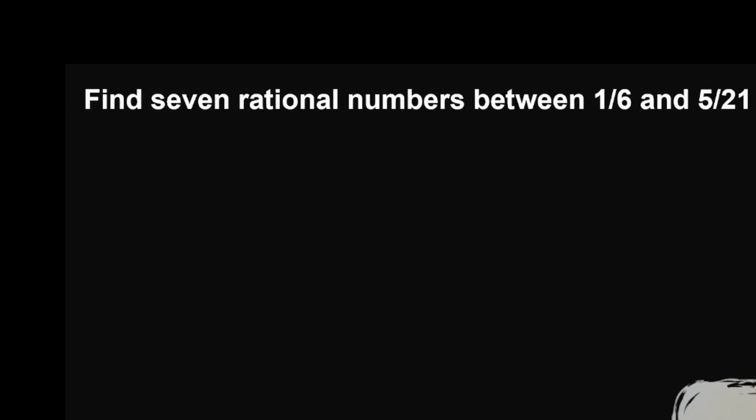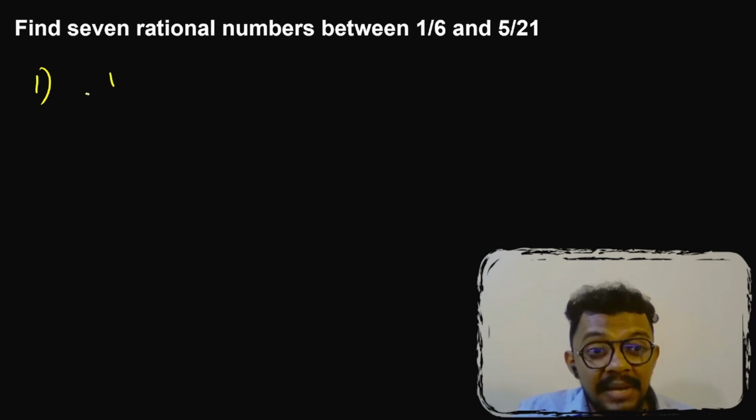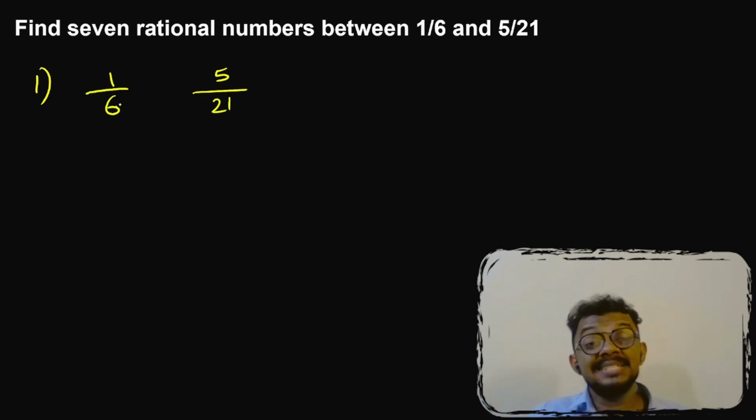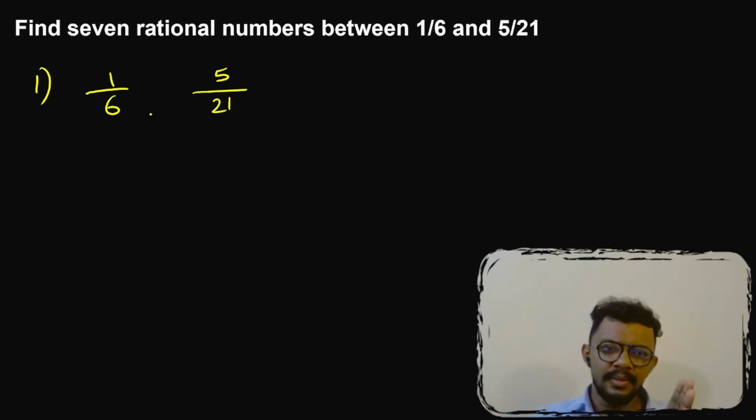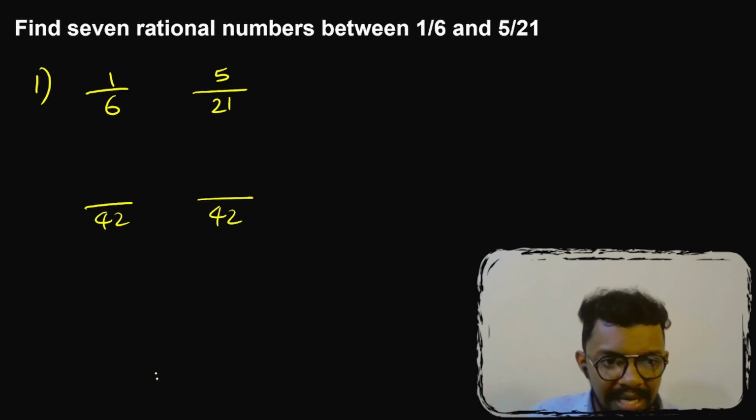Find 7 rational numbers between 1 by 6 and 5 by 21. Step number 1, make the denominators the same, for 1 by 6 and 5 by 21. What is the least common multiple of 6 and 21? 21 into 2 is 42. Is 42 a multiple of 6? Yes, 42 is a multiple of 6. So I want to make both into 42. How can I do that?